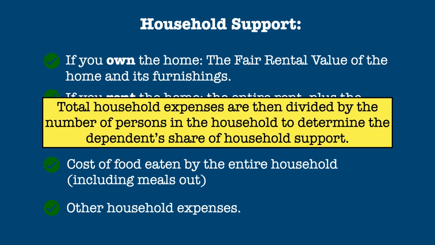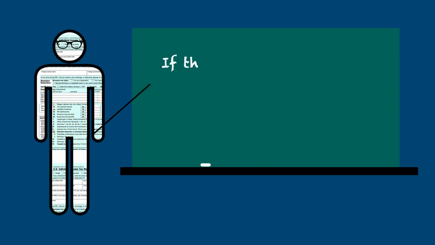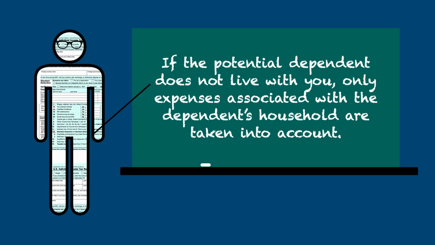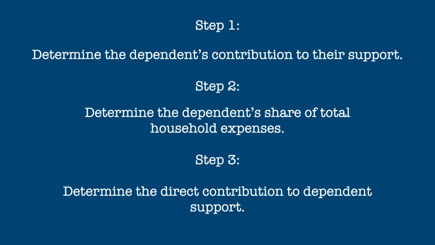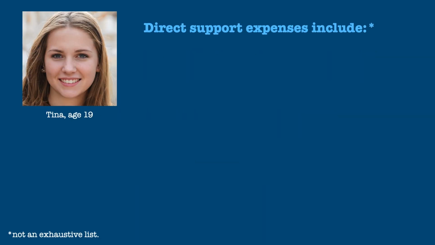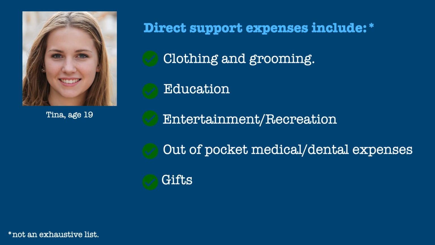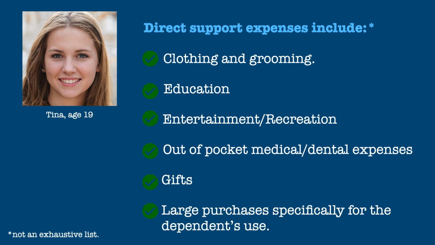The total household support is then divided by the number of persons in the household to determine the dependent's share of household support. If the potential dependent does not live with you, only the costs associated with the dependent's household are taken into account. Next, we determine the direct contribution to the dependent's support. This includes the dependent's clothing and grooming, education, entertainment and recreation, out-of-pocket medical and dental expenses, gifts, and large purchases that are specifically for the dependent's use.